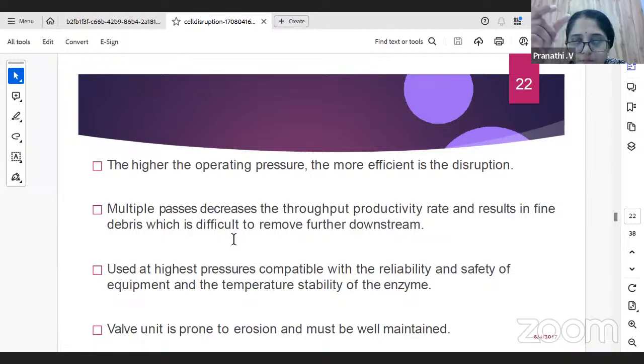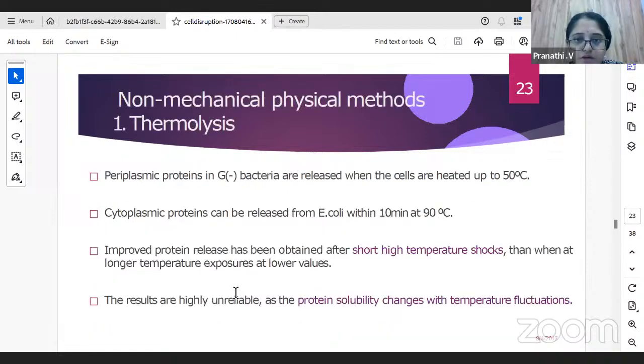So you have one particular pressure that can be used, and at the same time you will have an idea of the kind of heat that is going to be dissipated. So you're going to be prepared with whatever sample, different kinds of heat dissipators, water bath, ice bath, whatever. And see that your enzyme should also be stable at that particular temperature. So all of this has to be taken into consideration when you're using a high pressure homogenizer. And then the valve unit is going to be eroded, so that has to be maintained because we are operating under pressure.